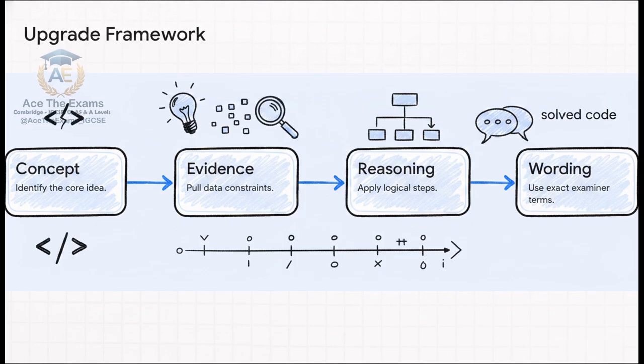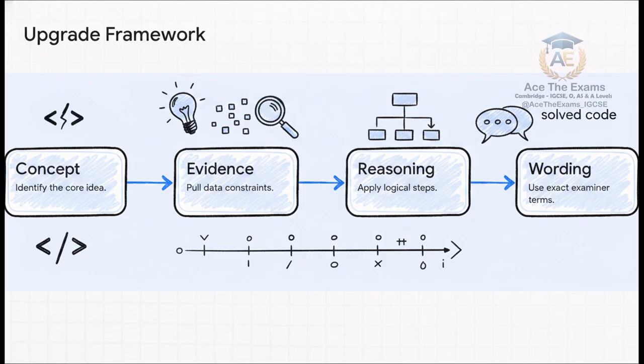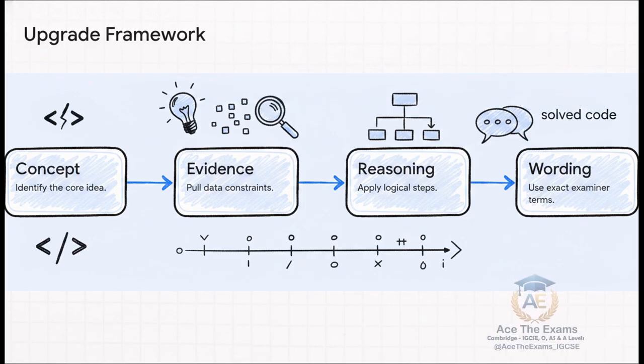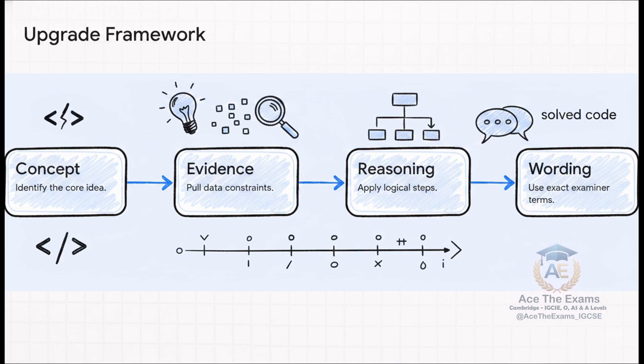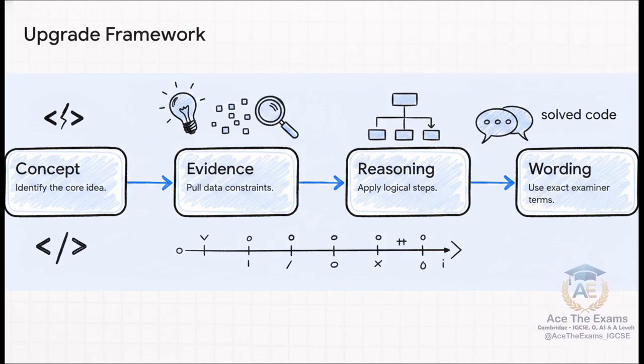So, how do we take all this foundational knowledge and transform it into a flawless, full-mark exam answer? Well, we use the 4-step mark scheme upgrade framework. Step 1, you identify the concept. Step 2, you pull the specific evidence or data constraints straight out of the question. Step 3, you apply your logical scientific reasoning. And finally, Step 4, you utilize precise examiner wording. This right here is the ultimate framework for structuring those top-band answers, and it perfectly sets us up to solve that initial broken code we looked at earlier.